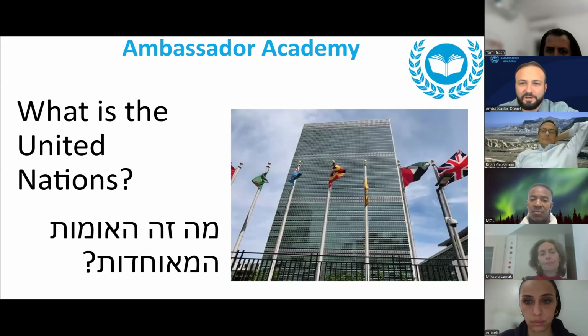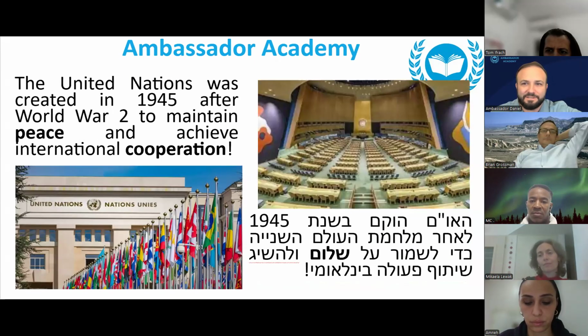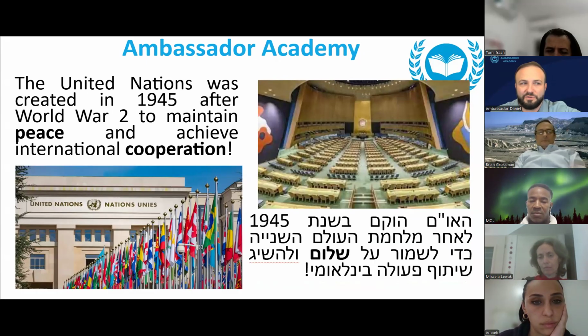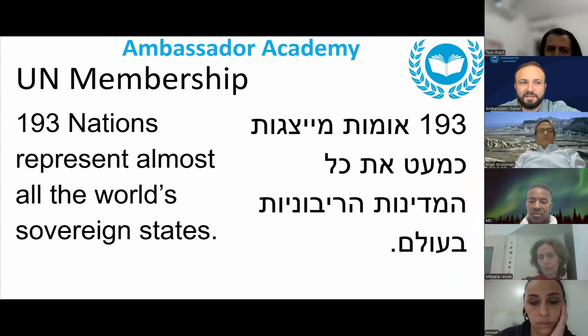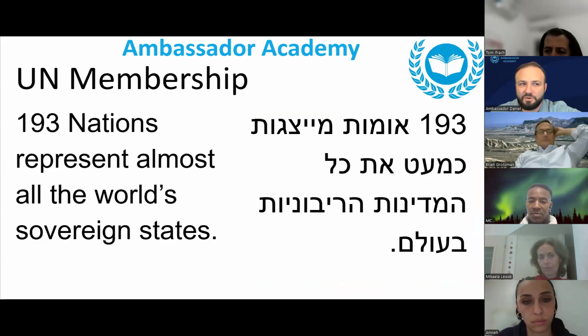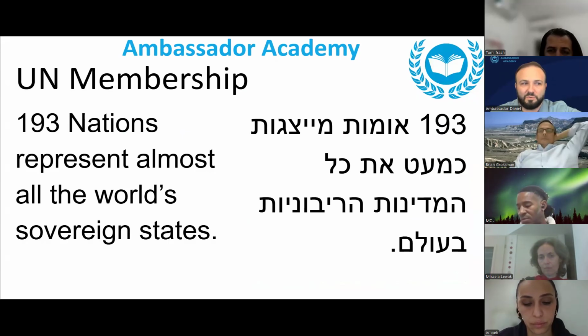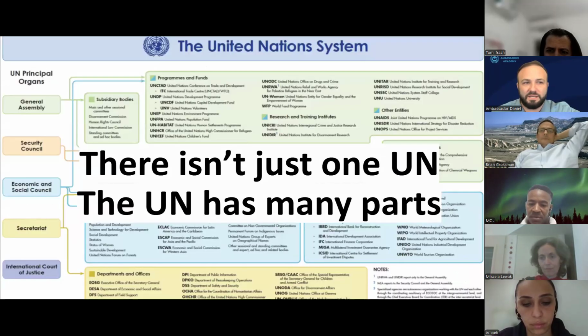So, before we talk about Model United Nations, we should learn what the United Nations is. The United Nations was founded in 1945 after World War II to maintain peace and achieve international cooperation. United Nations members, 193 nations, represent most of the world's sovereign states. Now, when people think of the UN, they think of it as one large entity, but the UN actually breaks up into many smaller parts.